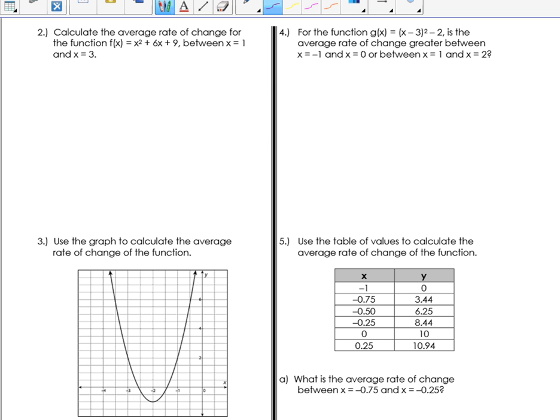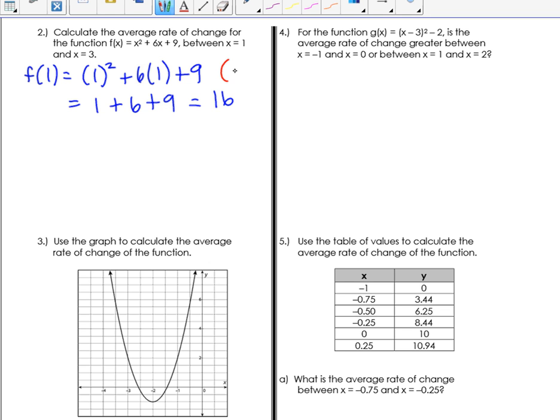So if you look at this first one, it says calculate the average rate of change for the function f of x equals x squared plus 6x plus 9 between x equals 1 and x equals 3. Well, we need to know when x is 1 and when x is 3, what is y? So the function when x is 1 is going to be 1 squared plus 6 times 1. So this is a lot like when we were finding the y coordinate of our vertex, right? Same problem. 1 squared is 1. 6 times 1 is 6 plus 9. And we get 16. So that point is the point (1, 16).